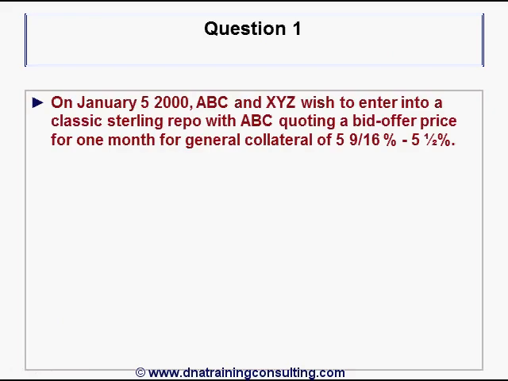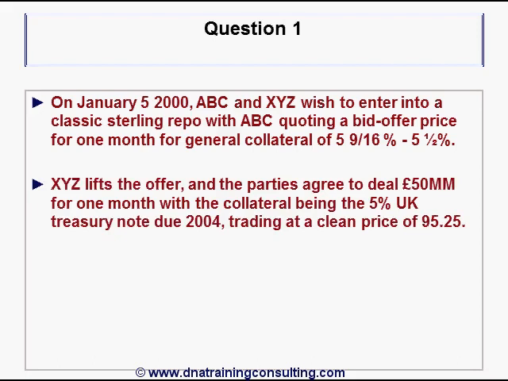Question 1. On January 5, 2000, ABC and XYZ wish to enter into a classic sterling repo, with ABC quoting a bid offer price for 1 month for general collateral of 5/9/16, 5.5. XYZ lifts the offer, and the parties agree to deal £50 million for 1 month, with the collateral being the 5% UK Treasury note due 2004, trading at a clean price of 95.25.